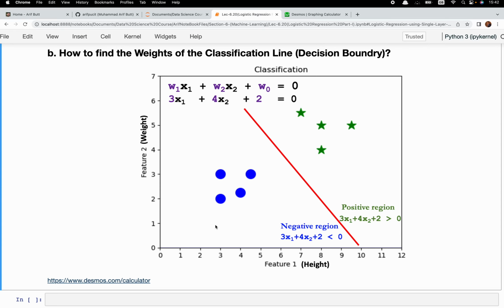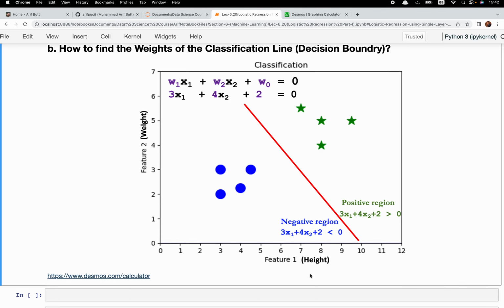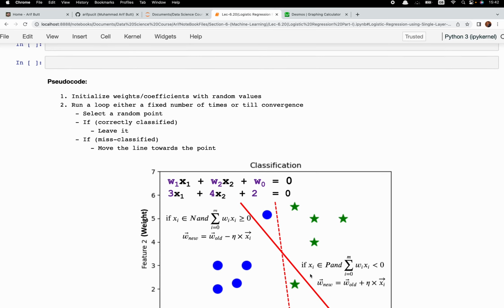Now let me describe the algorithm using which we can find the weights W1 and W2 corresponding to these two input features and the bias W0. And of course it is assumed that we have a reasonable number of observations or data points.